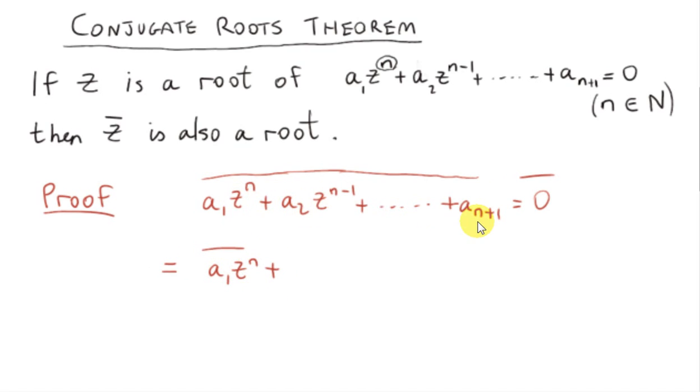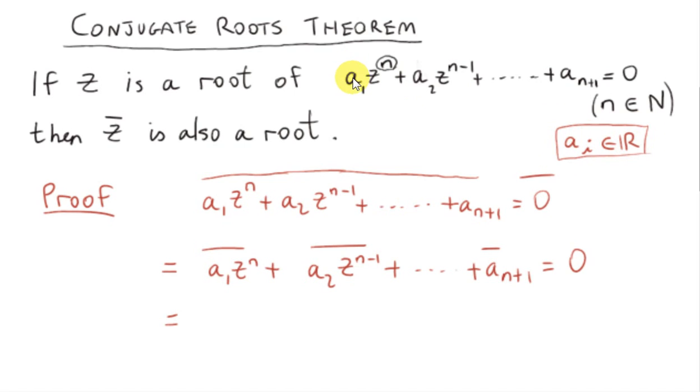The conjugate of a sum of complex numbers is the sum of the conjugates. Each of these is a complex number when we work it out, because z is a complex number. So we can take the conjugate over each term in this sum. Now I'm assuming here that all the a's are real numbers. The ai are elements of R. So ai stands for any of these coefficients, a1 up to a n plus 1.